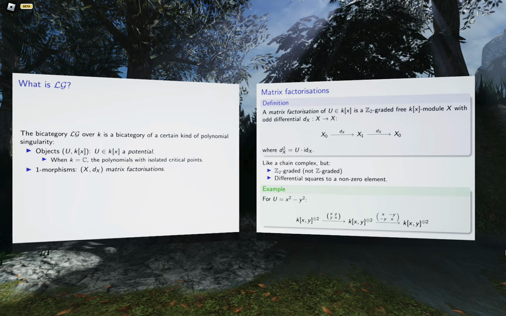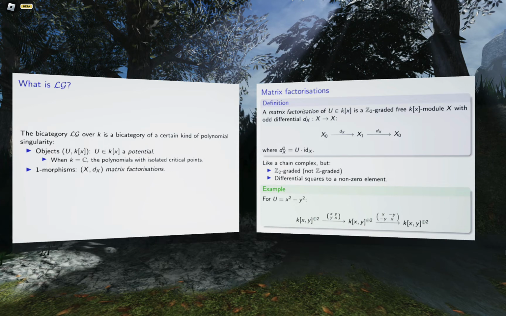And so before we discuss this more, we need to discuss a little bit about what on earth a matrix factorisation is. So if we take a look at that, we can think about a matrix factorisation as being a Z2 graded kx free kx module x together with an odd differential, which is a lot of words, but you can write that data like this, right? So you have two parts of x, x0 and x1, with dx mapping between x0 and x1. And the whole point of this is that this differential squares to multiplication by u, right? This polynomial u.